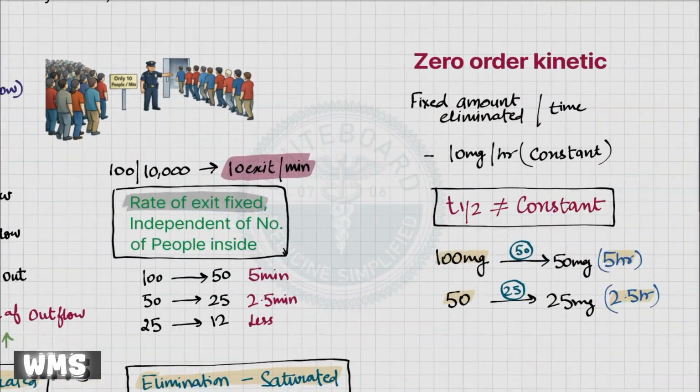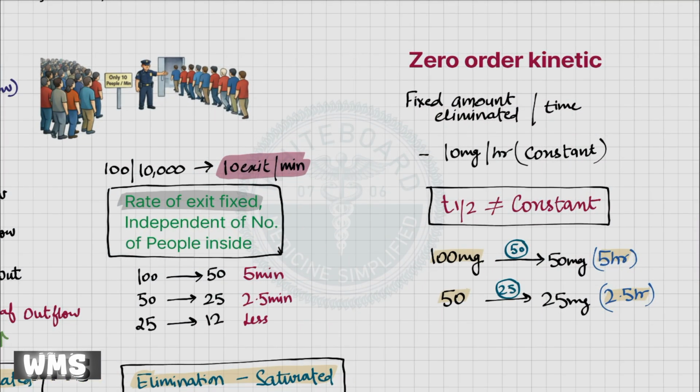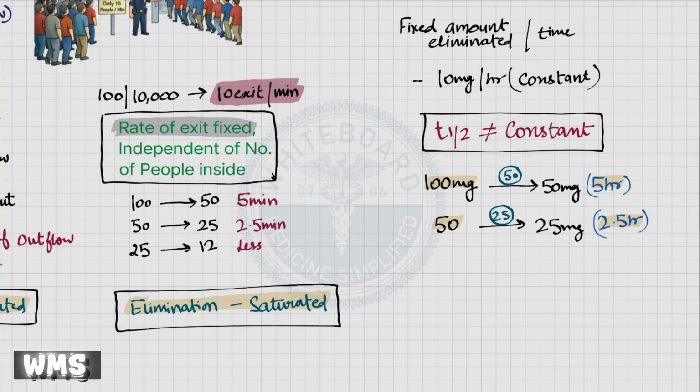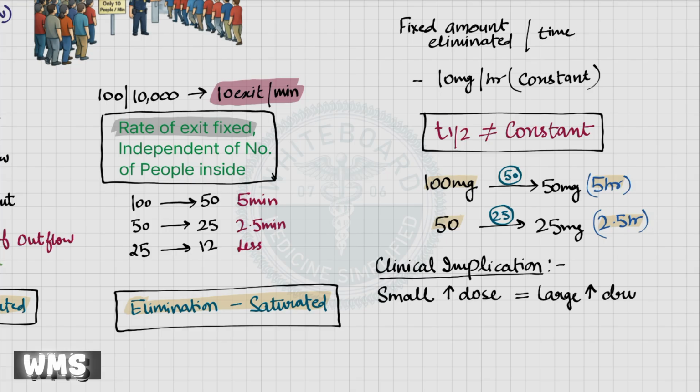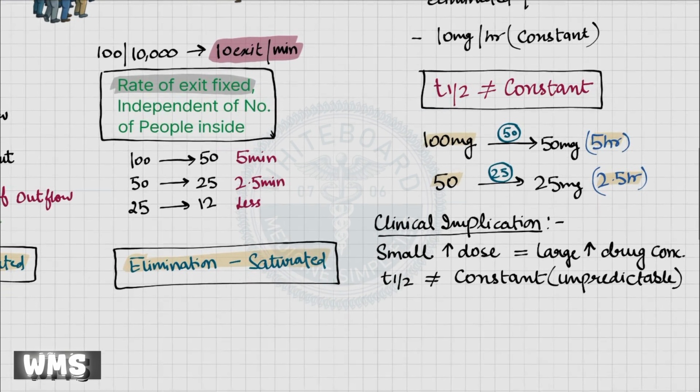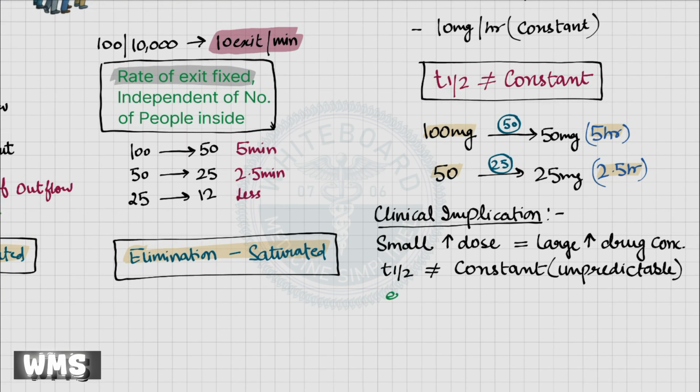In contrast, zero-order kinetics has major clinical implications. Since the elimination pathway is saturated and only a fixed amount of drug is removed per unit time, small increases in dose can cause a large rise in drug concentration. The half-life is not constant, making drug levels unpredictable. As a result, these drugs carry a higher risk of toxicity, especially if dosing is increased or liver function is impaired. Classic examples include ethanol, phenytoin, and aspirin at high doses.